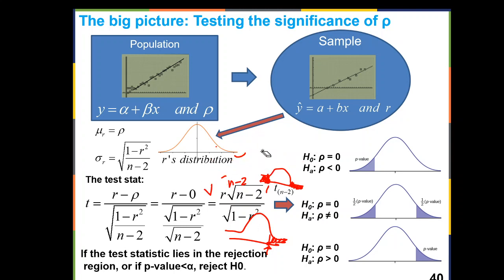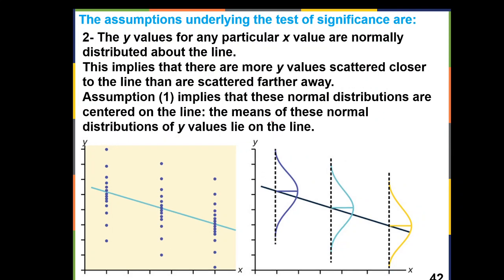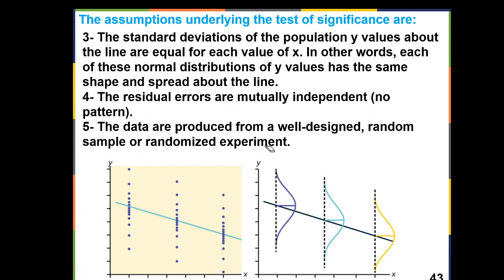Okay, so that's the big picture. So let us actually do some examples, okay? And I'm going to let you read these assumptions that we make when we do this linear regression. You can just read it yourself. Pause the video and read these. There are 5 different assumptions. And then we're going to do an actual example.